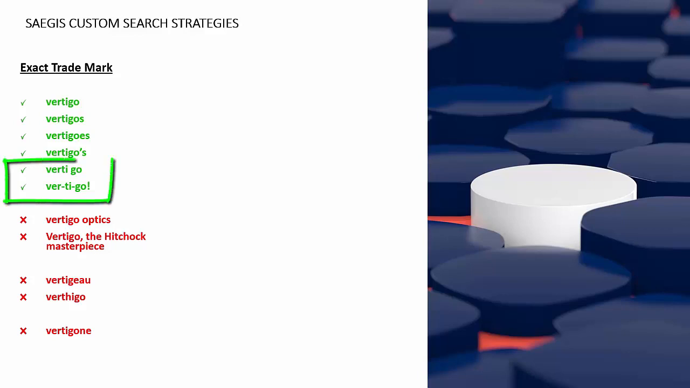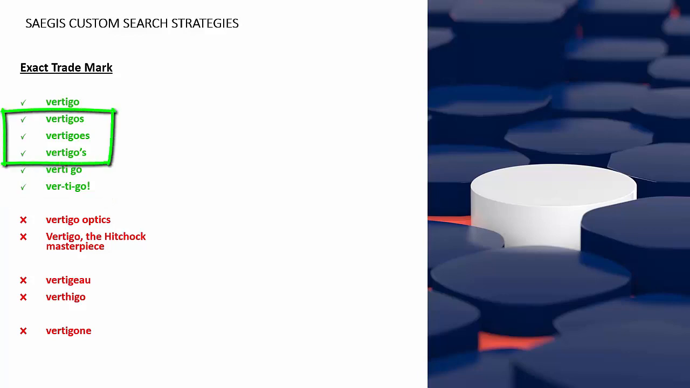Even in its most limited form, SAEGIS goes beyond a strict identical search. It will automatically include results that contain spaces or punctuation signs between the letters of your word. For example, when you search the word vertigo, SAEGIS will also find vertigo with a space or vertigo with dashes and an exclamation mark.